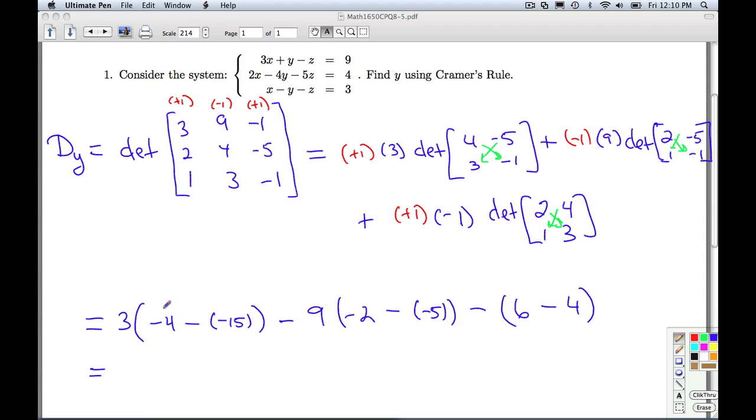So let's work this out. Negative 4 minus negative 15 is really negative 4 plus 15. Negative 4 plus 15 is 11, times 3 is 33. Negative 2 minus negative 5 is really negative 2 plus 5. That's a positive 3 times negative 9 is minus 27. 6 minus 4 is 2. All right, so when I figured this out, I get 33 minus 27, which is 6, minus 2 is 4.